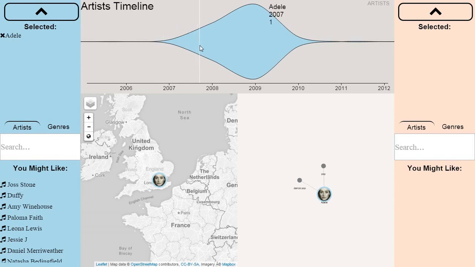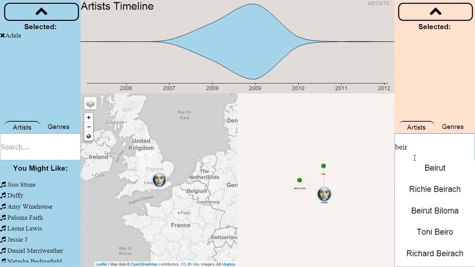Then he will select it, and what we see is the popularity on the top of the artist, which was very popular in 2009, and where the artist comes from, in this case the United Kingdom, and it also gets inserted in the force graph on the right, together with its genres, which is in this case pop.